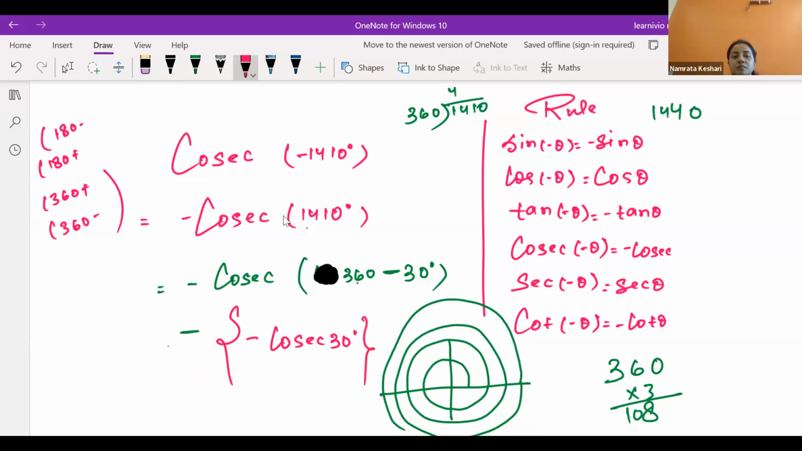Yes, ma'am. Cosec 30 value we already know. Sin 30 is 1 by 2. Cosec 30 will be the reciprocal, just 2. So this is the answer. Let's take the next one.